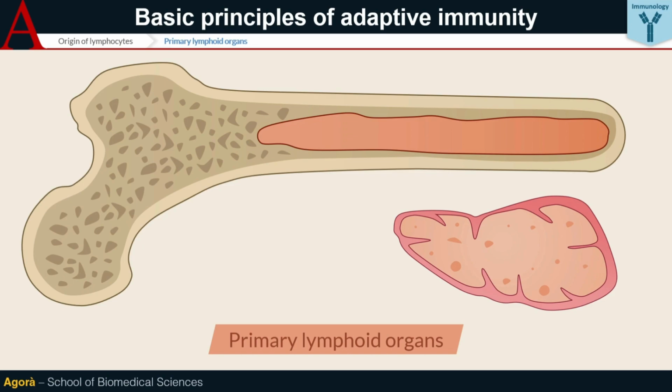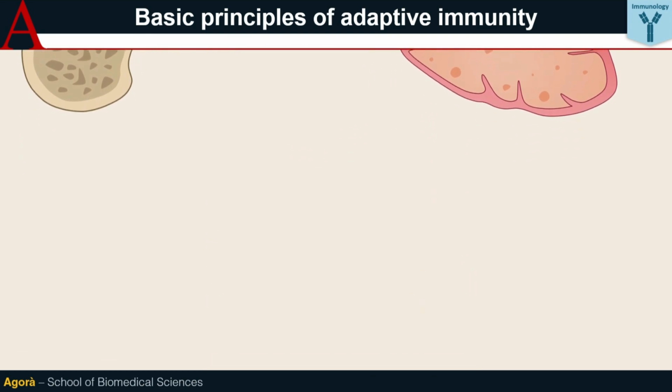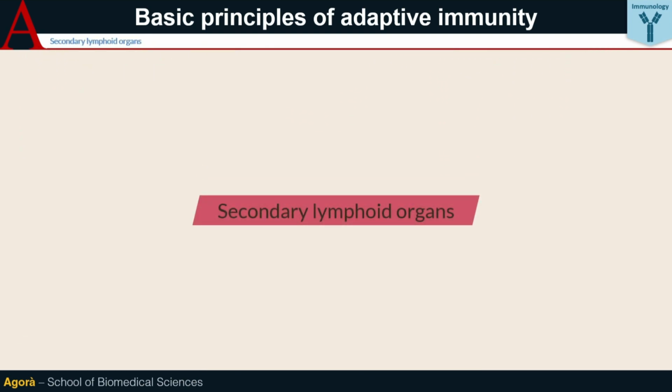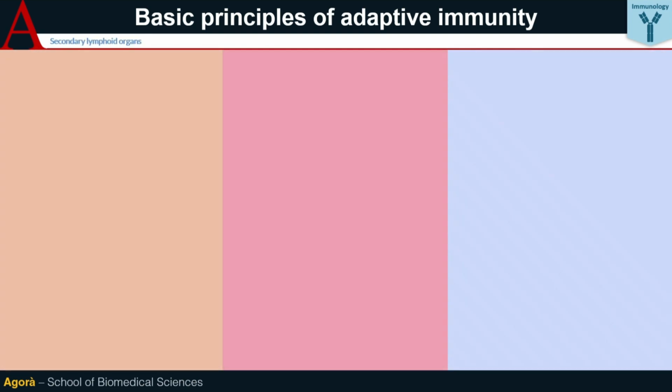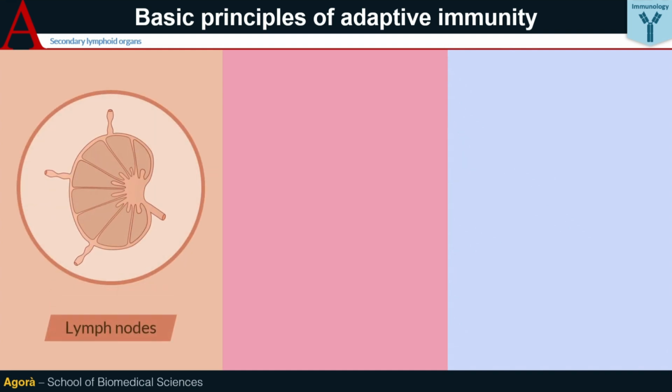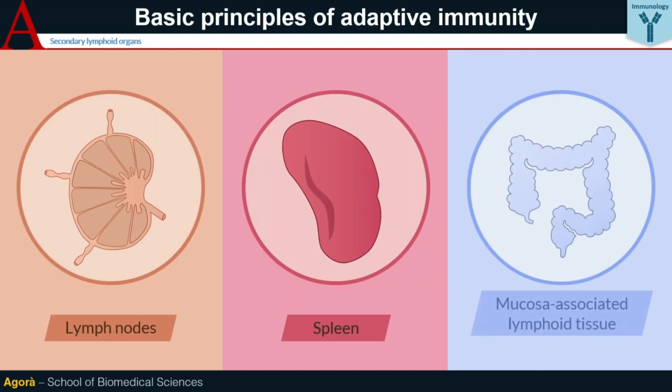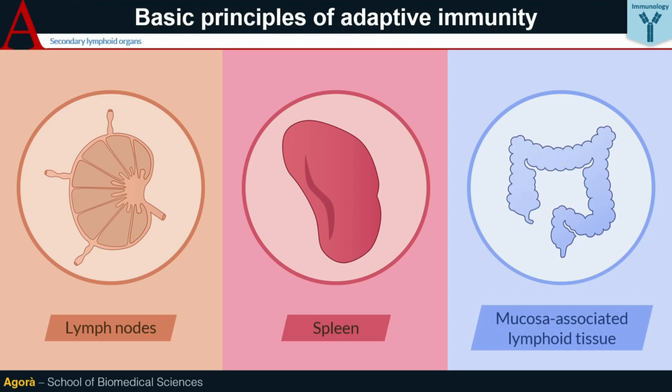Once they are mature, naive lymphocytes enter the bloodstream and begin to populate the secondary lymphoid organs, where they encounter their own antigen if present. These organs are the lymph nodes, the spleen, and the mucosa-associated lymphoid tissues.